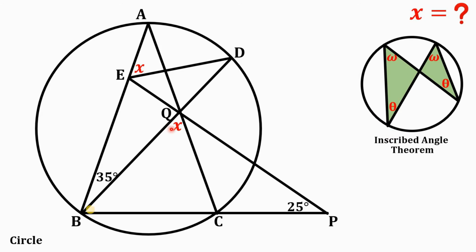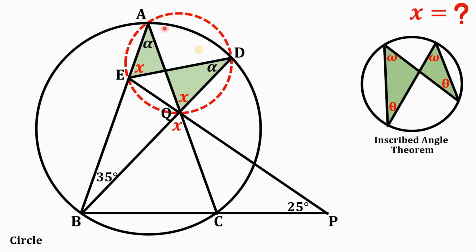Now, this DQC is angle X. Vertical angles are congruent, therefore AQD is also X degrees. Now, here comes the butterfly shape. In short, we can put this shape inside the circle like this. And we know some information in this figure. These two angles are the same, so let's call this alpha.